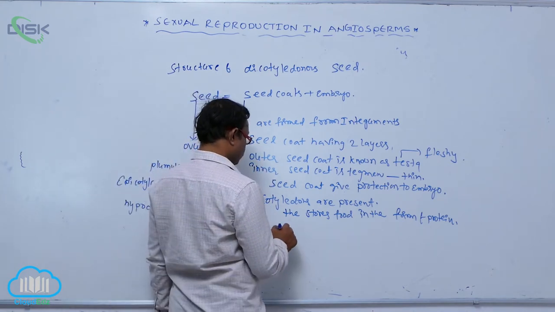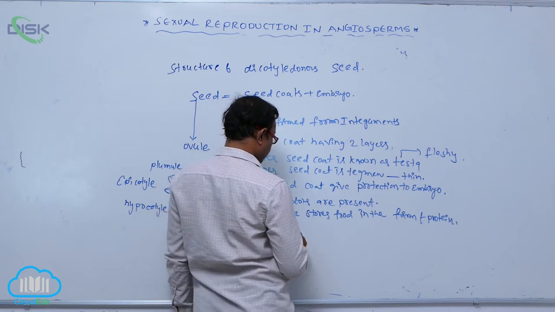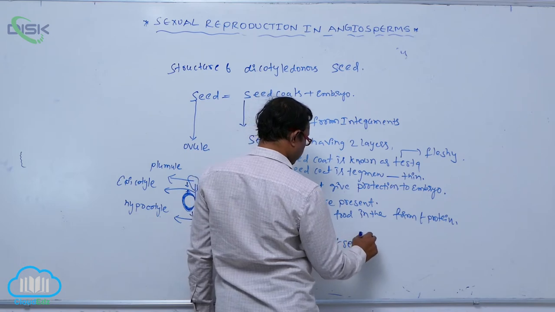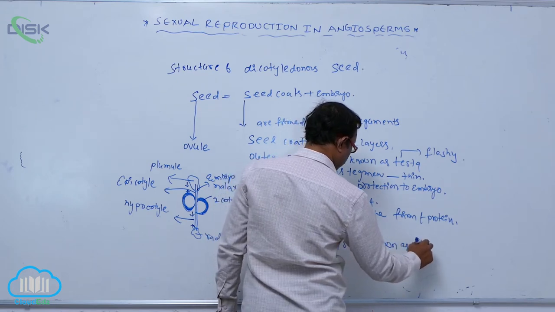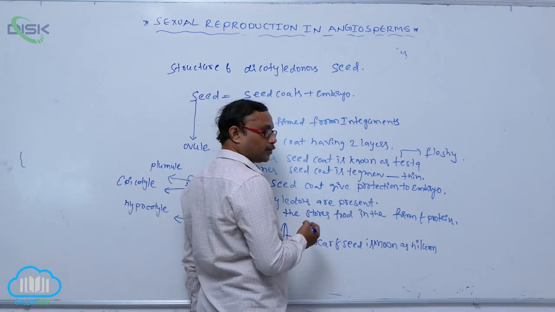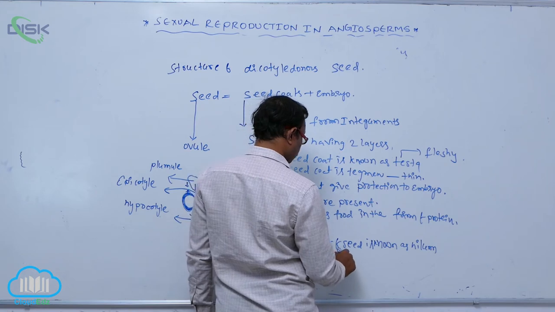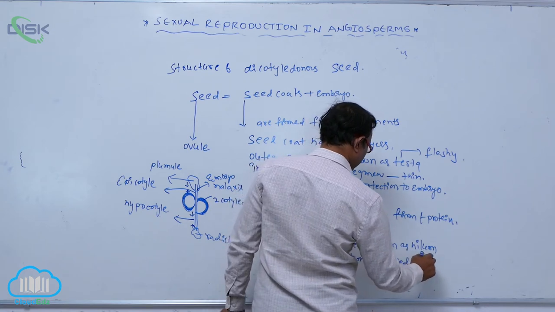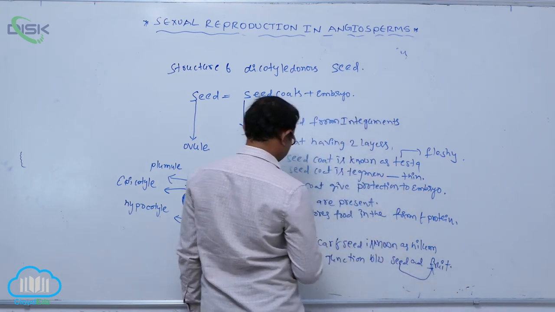So the seed has a scar-like structure. This scar of the seed is known as the hilum. What is the use of the hilum? The seed is attached to the fruit by the hilum. It is the junction between the seed and fruit. The seed is connected to the fruit by that scar.